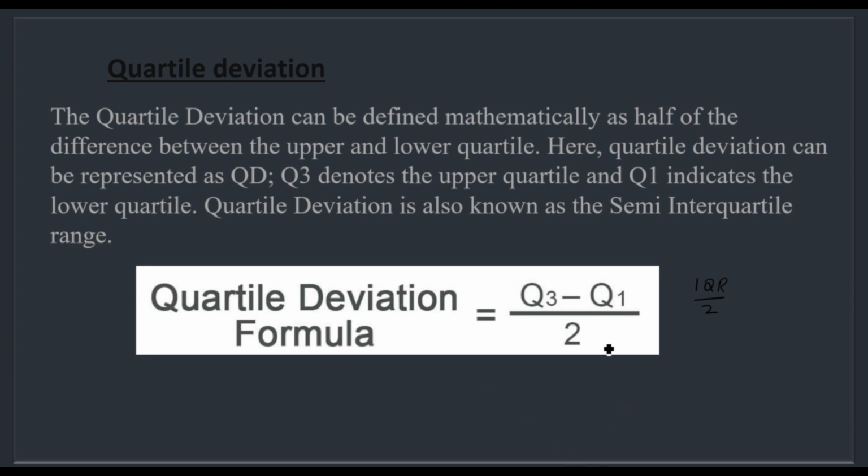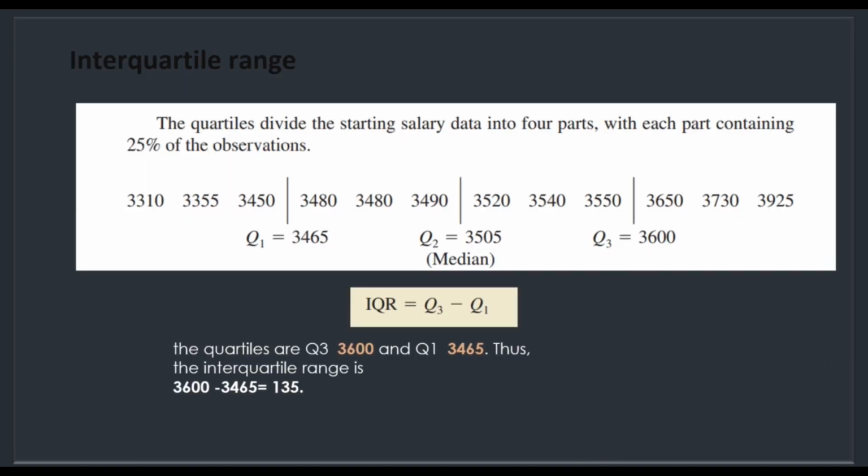If this is our data, which we have already discussed in the previous video, Q3 is 3600 and Q1 is 3465. After subtracting, 3600 minus 3465, 135 is the IQR. IQR is equal to Q3 minus Q1, that is 135. So what is the quartile deviation? Quartile deviation is 135 divided by 2.